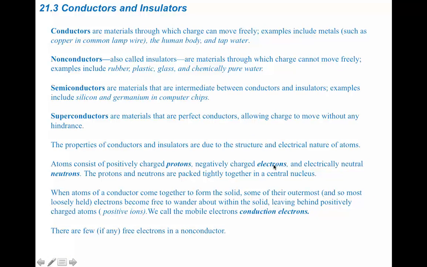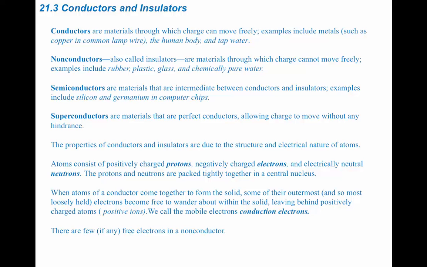Here are some definitions. First of all, we have conductors. Conductors are materials through which charge can move freely. They have conduction electrons. The most common examples are metals. The human body is also a conductor, and tap water because it contains some ions. Non-conductors, also called insulators, are materials in which charge cannot move freely. They do not have electrons that can move around. Common examples: rubber is an insulator, plastic, glass, and water that is chemically pure, so deionized water.